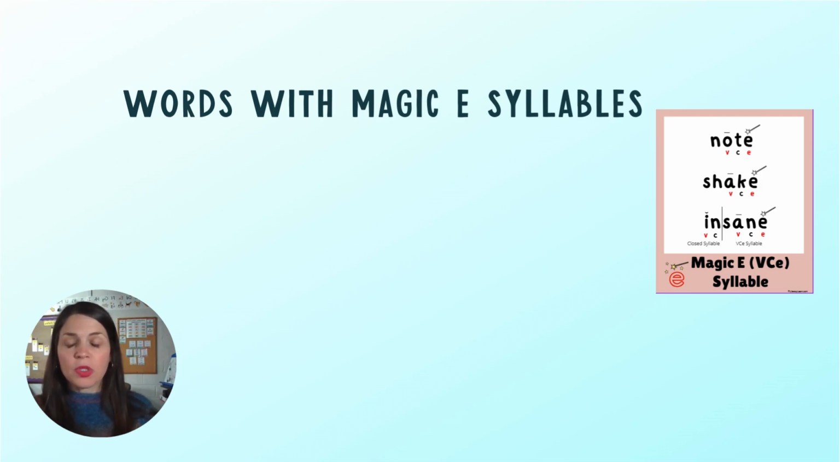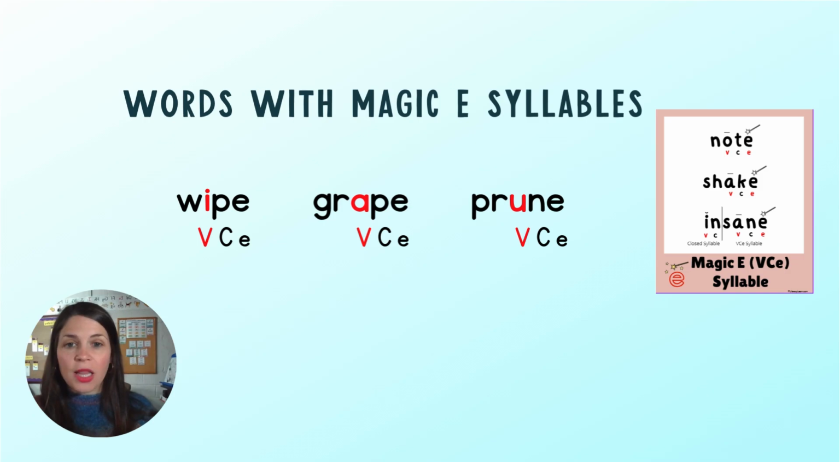Let's look at some examples of words that have magic E syllables within them. We're going to start with one syllable words just because those are the easiest. In the words wipe, grape, prune, you can notice just by looking at these words that they follow a very specific pattern. They follow a vowel, a consonant, and then a final silent E. And the result is that you're going to hear the long vowel sound within each one of these words. In wipe, you hear the I very clearly. In grape, you hear the A. And in prune, you hear the oo, which is one of two long vowel sounds that the long U can make.